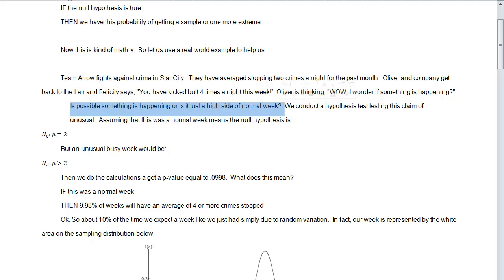You know, do we have strong evidence here? So we're going to conduct a hypothesis test, testing this claim of unusual for the week. Assuming that this was a normal week is the null hypothesis. Okay? And so we would say that mu is equal to 2. No change, still 2 as it's been over the past month. But an unusually busy week would be our alternative hypothesis that something is up, and that would mean that mu is actually greater than 2. Okay?